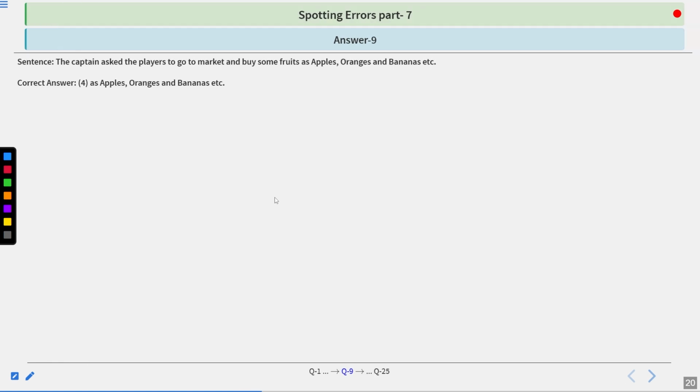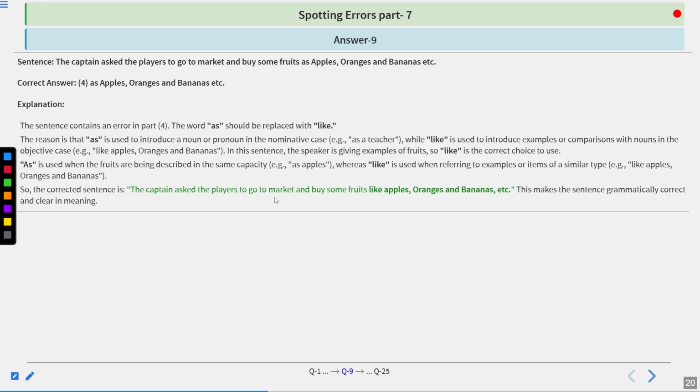The correct answer is "as apples, oranges, and bananas, etc.", option number 4. Let's look at the explanation. The word "as" should be replaced with "like". The reason is that "as" is used to introduce a noun or pronoun in the nominative case, for example, "as a teacher", while "like" is used to introduce examples or comparisons with nouns in the objective case, like apples, oranges, and bananas.